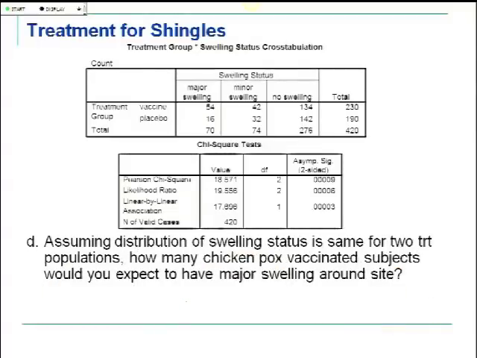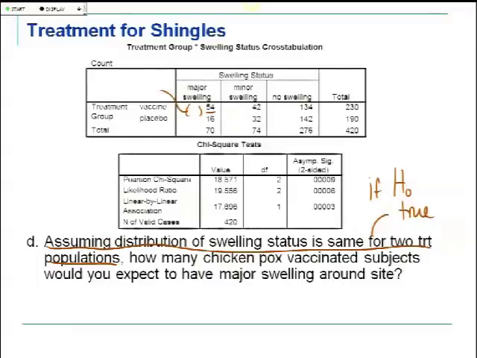In D, they say, let's assume that the distribution is the same, and then let's find out how many of those vaccinated subjects you would have expected to have major swelling. What's a shorthand phrase for this long part at the beginning here? If H-naught's true, assuming H-naught's true, find for me an expected count. Now I have 54 that were actually observed to have major swelling in that vaccinated group, but I want to know how many you would have expected to be there under the model that really there's no difference. So I'm finding one expected count out of the six that you could be asked to find to do a chi-squared problem here. So I need the expected count for that first cell.